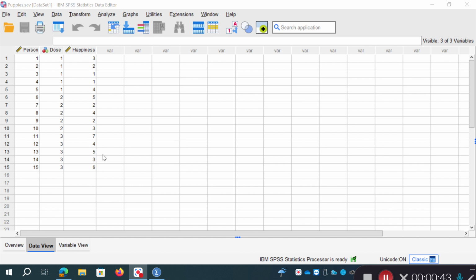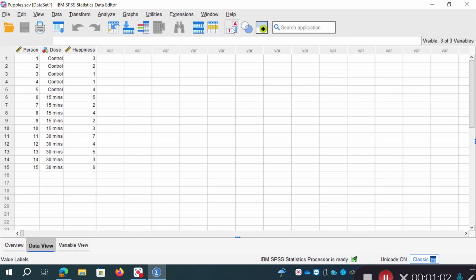So that's some sort of happiness rating measured on a scale of, I think, maybe 1 to 10 or something like that, from least to most happy. The dose variable relates to how much time someone spent with a puppy. So 1 is a control, 2 is 15 minutes, and 3 is 30 minutes. If I toggle, you can see what they are: control, 15 minutes and 30 minutes.